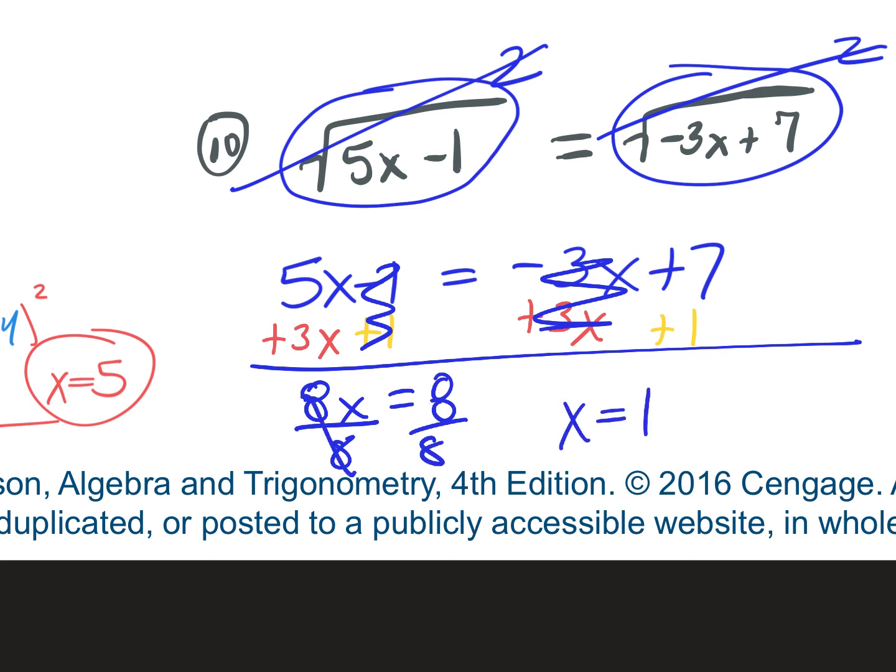What should I do with my x equals 1? Let's plug it in and check. You don't even have to think much, guys. Look, on the left-hand side, what is 5 times 1? 5 minus 1 is 4, and the square root of 4 is 2. Okay? Over here, plug in 1. What's negative 3 times 1? Negative 3 plus 7 is 4. What's the square root of 4? 2. Does 2 equal 2? Yep. So you're good to go.